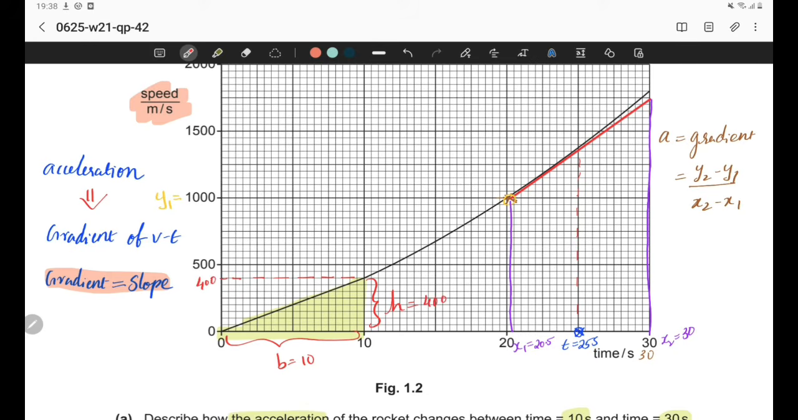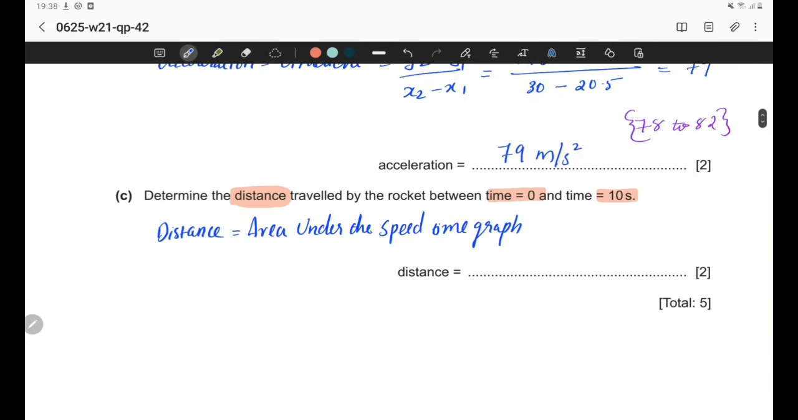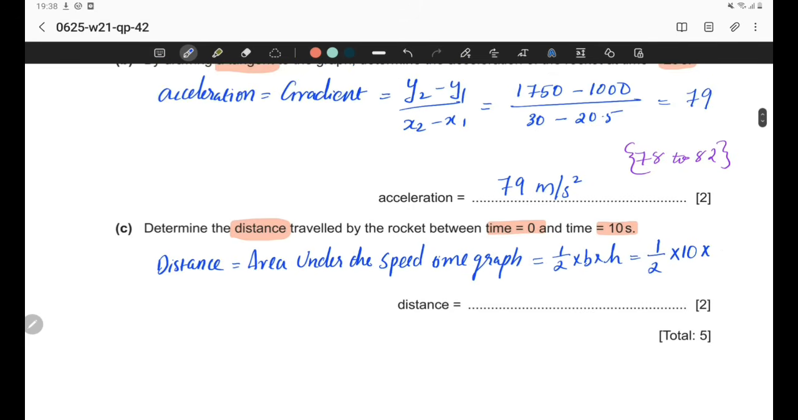So we have base and height values. We can substitute in the equation of the area of a triangle. Since the shape is a triangle, area is half times base times height. We can substitute half times base is 10 times height is 400. Therefore, the answer is 2000 meters. So the distance is 2000 meters.